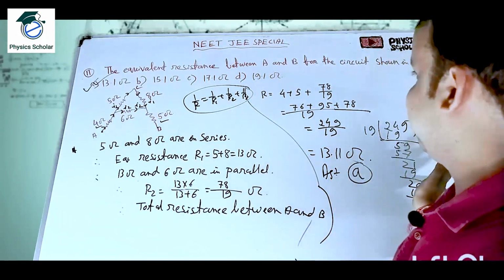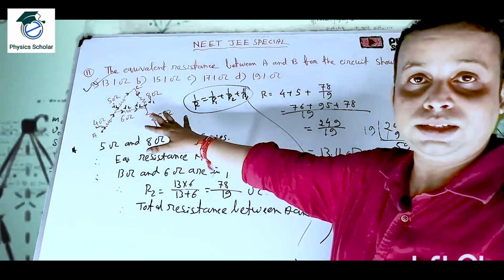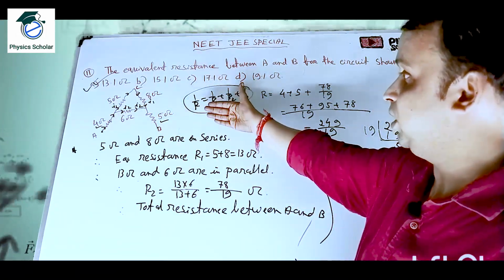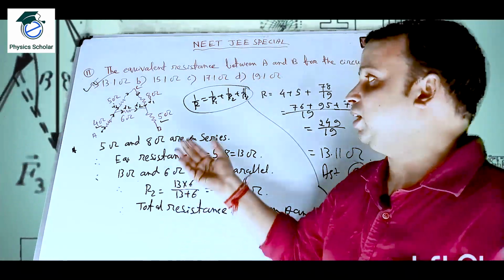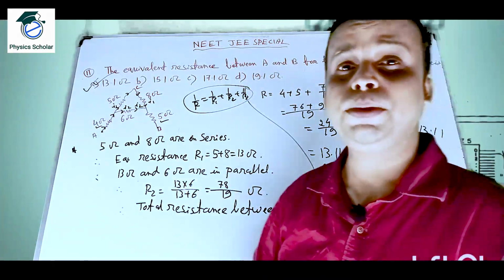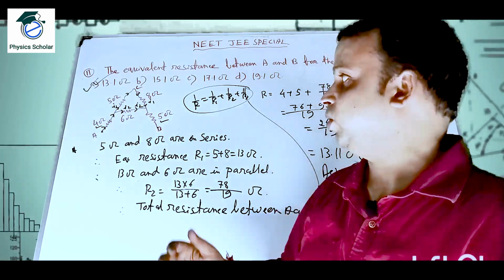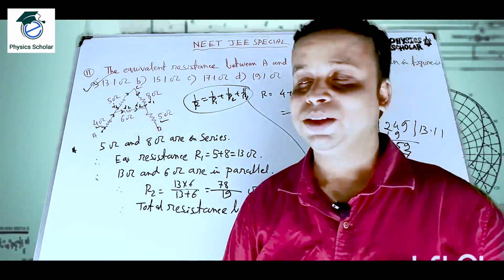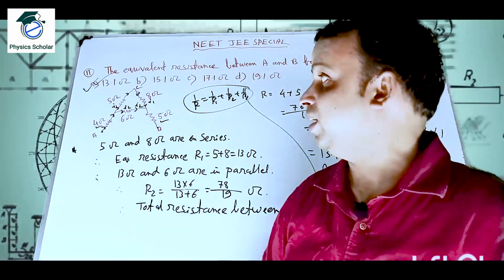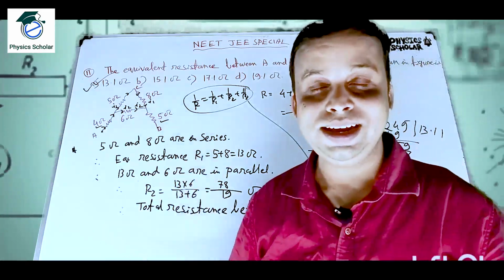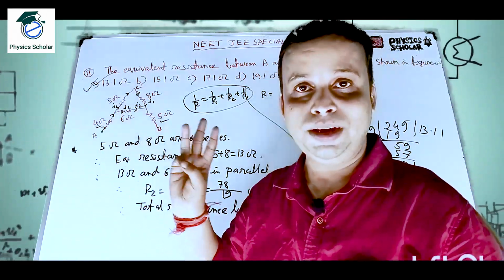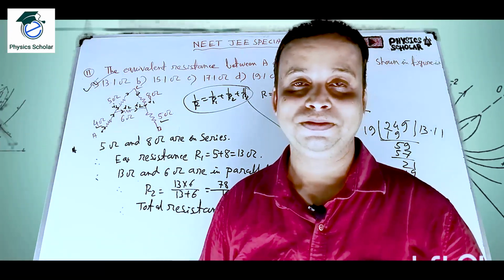So hope you have understood this. This type of circuit numerical sum very often comes in examinations like NEET, JEE, even in the class 12 board examination. Clear? So hope you have understood this. So now without further delay, let us go to problem number 3 of today's episode.